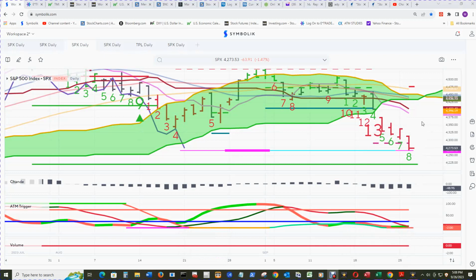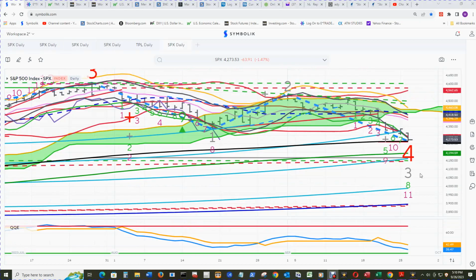It is really oversold, and if that buy setup 9 count does not print because there was a close higher than 43.30, then I'll sit up and take notice of that for sure. Meanwhile, the Chande momentum indicator is at negative 48.95. We're looking for negative 75 for complete utter exhaustion. It hardly ever hits 75. Once in a while, back in 22 it did. So, I mean, this is getting quite oversold here.